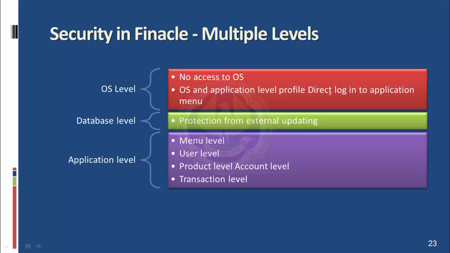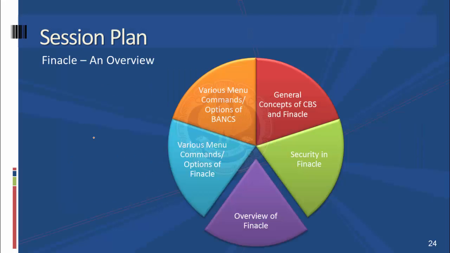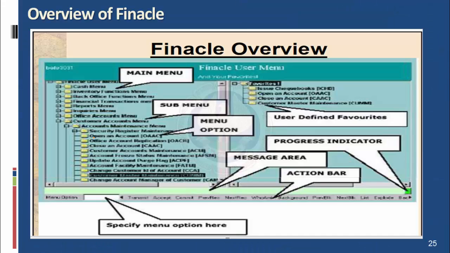So in this way, the system will have security levels at all these levels. Further, you have dual controls for all transactions, that is the maker-checker concept, and controlled error control through warning, exception, and error. This we have just now understood. Let's go on into the overview of Finacle. This we have already looked into.